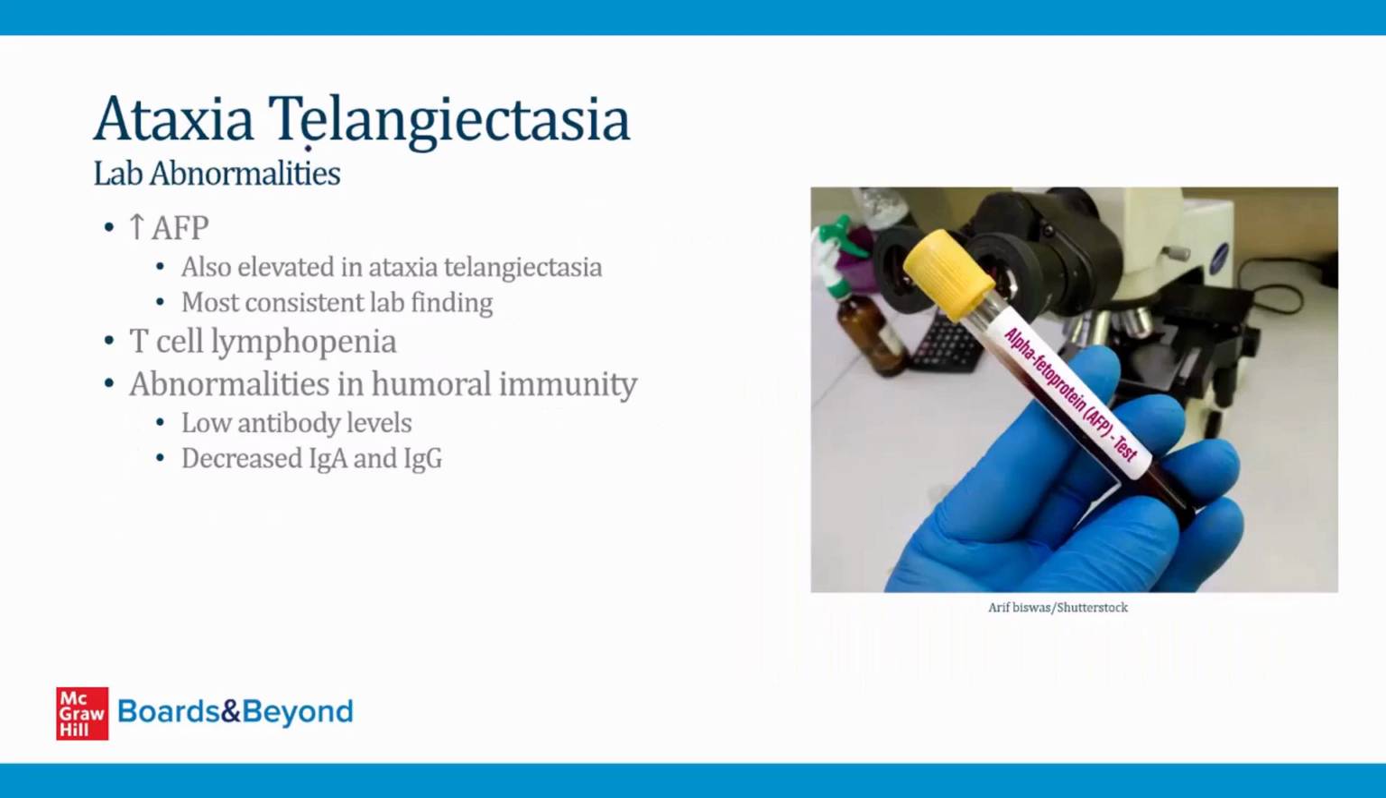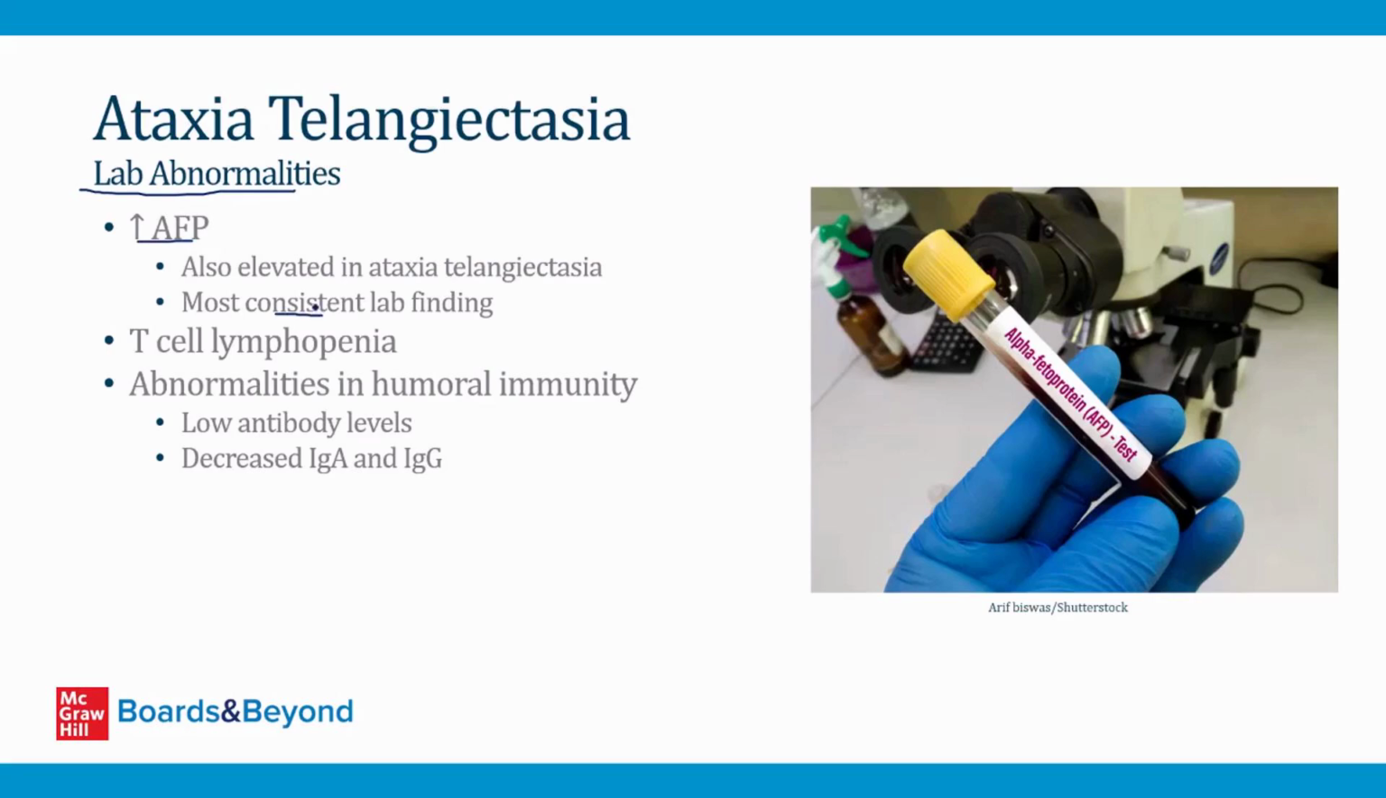And then the final thing to be familiar with around ataxia telangiectasia is that this disorder is associated with a number of classic lab abnormalities. So let's go through these now. First of all, alpha-fetoprotein levels are almost always elevated in children with this condition. This is the most consistent lab finding.